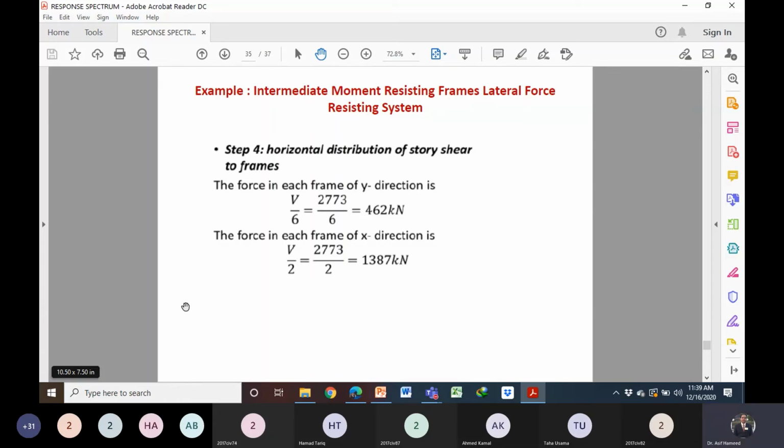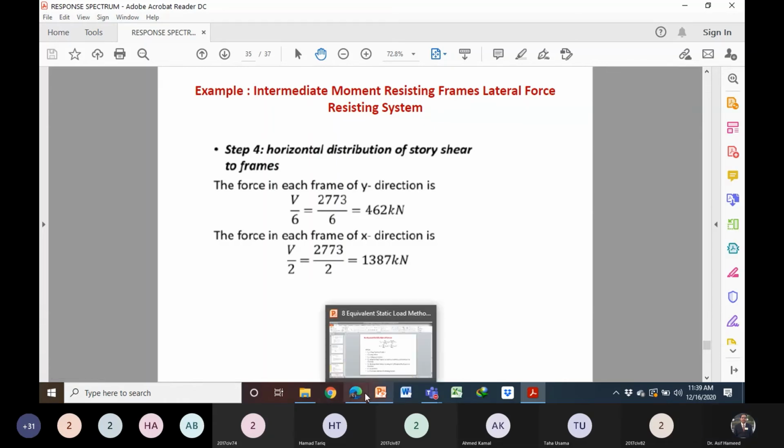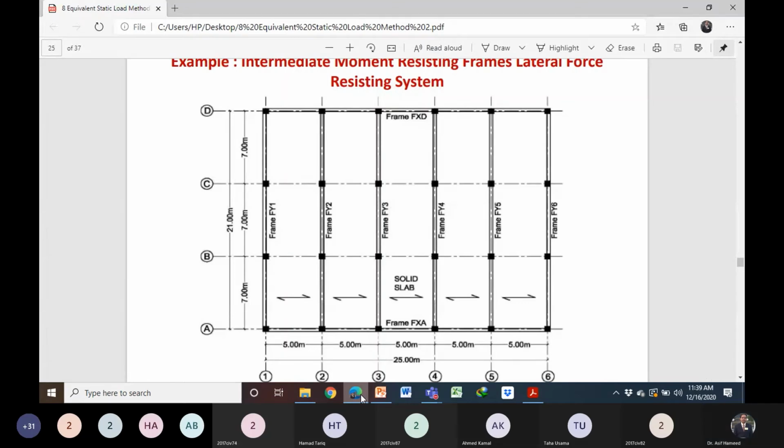कितने frames हैं y direction में? Count कर लें बेटा. 1, 2, 3, 4, 5, 6. कितने हैं? Nobody is responding. X direction नहीं है. बेटा ये y direction, ये वाला, इसकी बात करें. 6 है. Yes, so in this direction we have 6 frames.